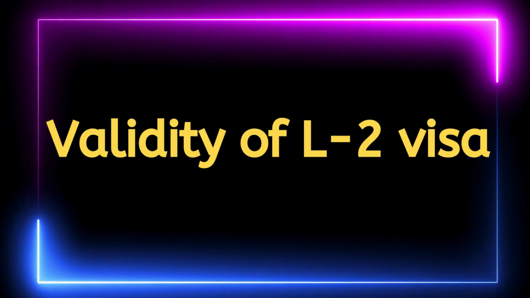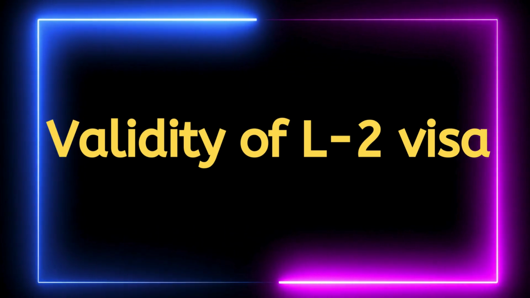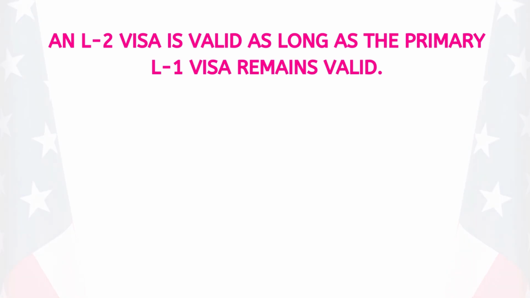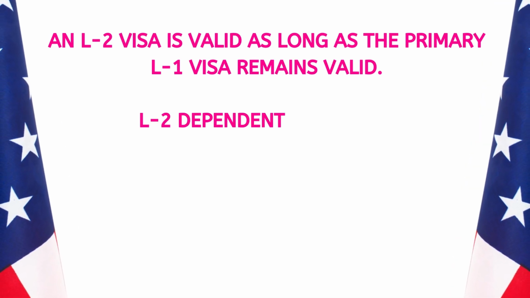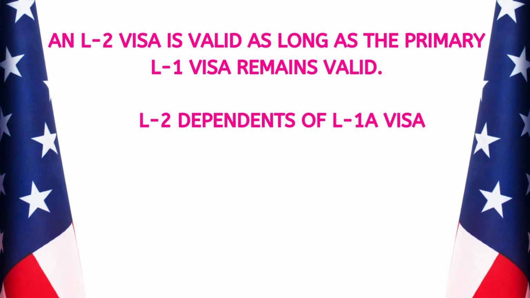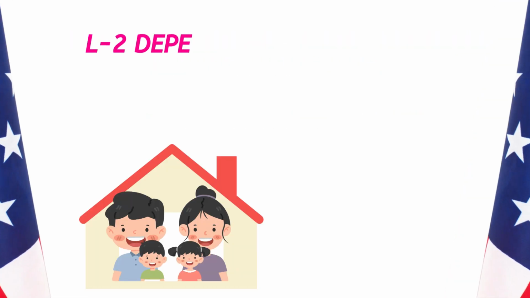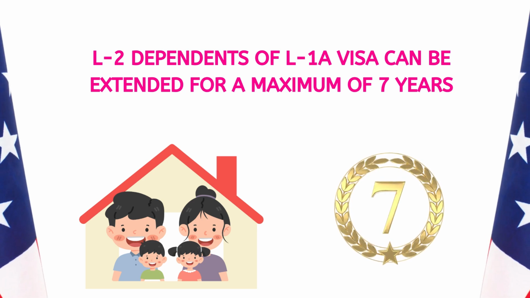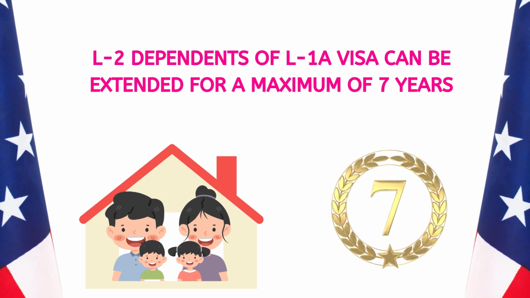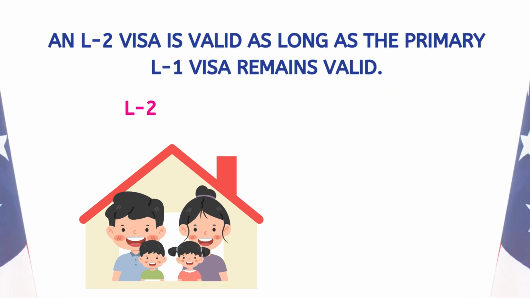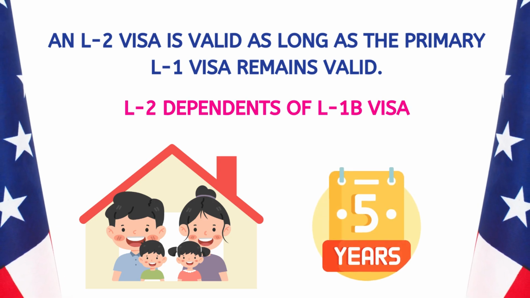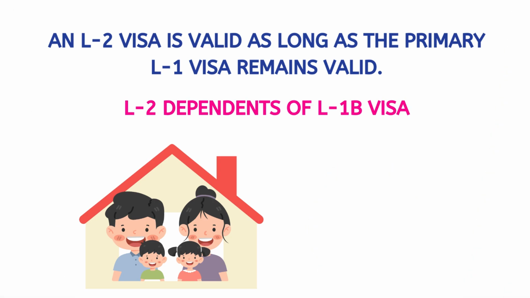Now friends, let's look at the validity of L2 visa. An L2 visa will be valid as long as the primary L1 visa applicant's visa is valid. Typically, an L1 visa is initially valid for a maximum of 3 years. Now, if your spouse or parent's visa is L1A, then the visa can be extended for a maximum of up to 7 years. And as far as L1B applicants are concerned, they can stay in the United States for a maximum of up to 5 years.